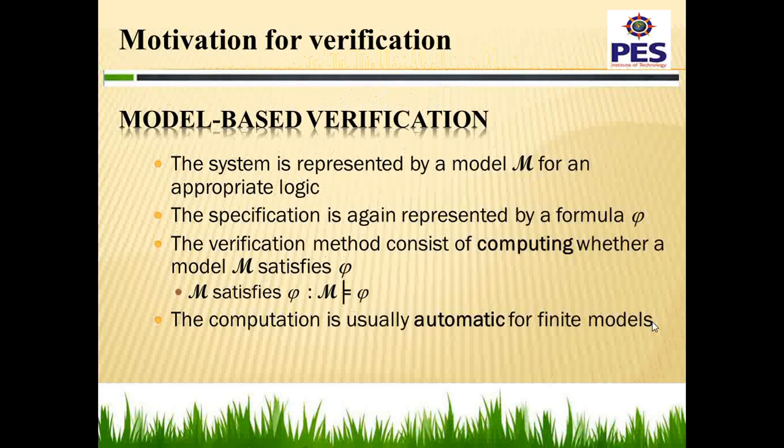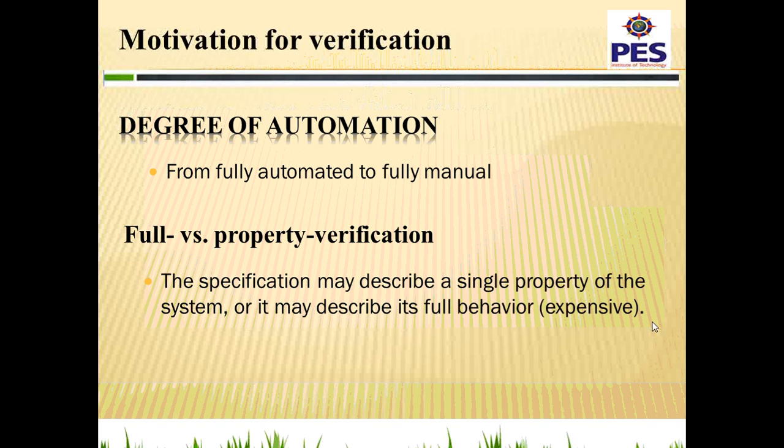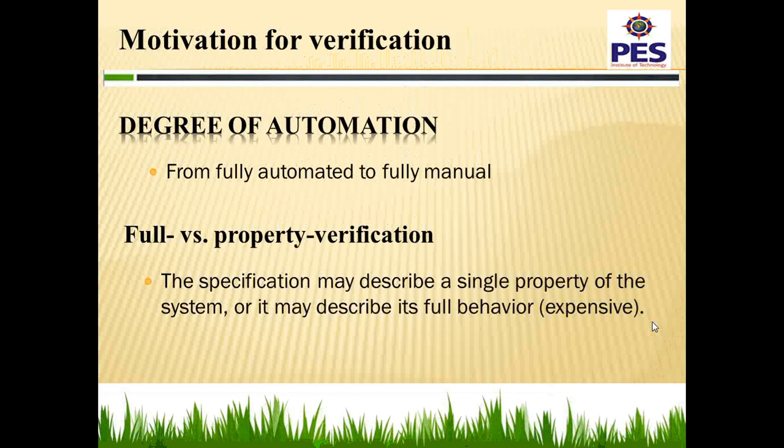Computation is usually automatic for finite models. For a finite model, in the sense that if we go for verification, the model should terminate in some state. So it consists of only finite models, and that should be automatic. After verifying one, we select the next one for verification. Degree of automation: from fully automated to fully manual. We check whether the system we have verified automatically is working fine, whether we have conducted it manually.